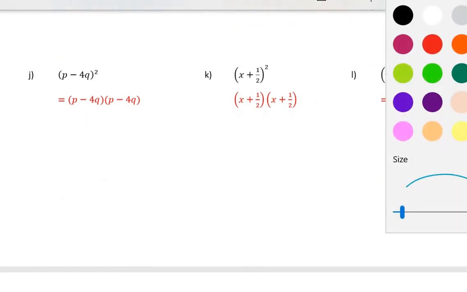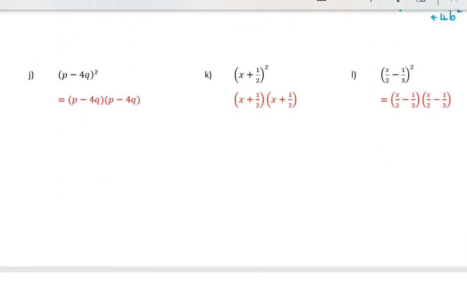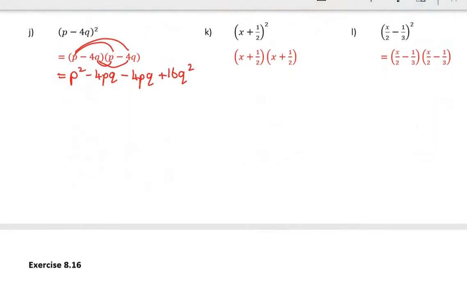Okay, and the last three. p times p, p squared, minus 4pq, minus 4pq, notice I put them in alphabetical order always, plus 16q squared. The reason for the alphabetical order is that then you can see who the like terms are. So this is minus 8pq plus 16q squared.